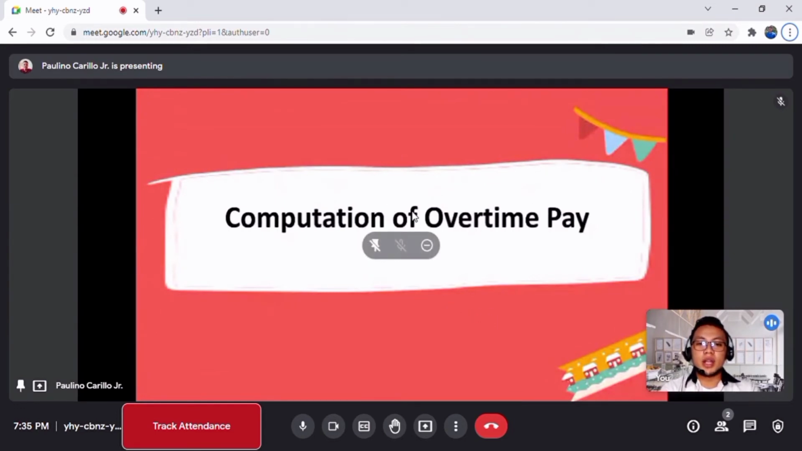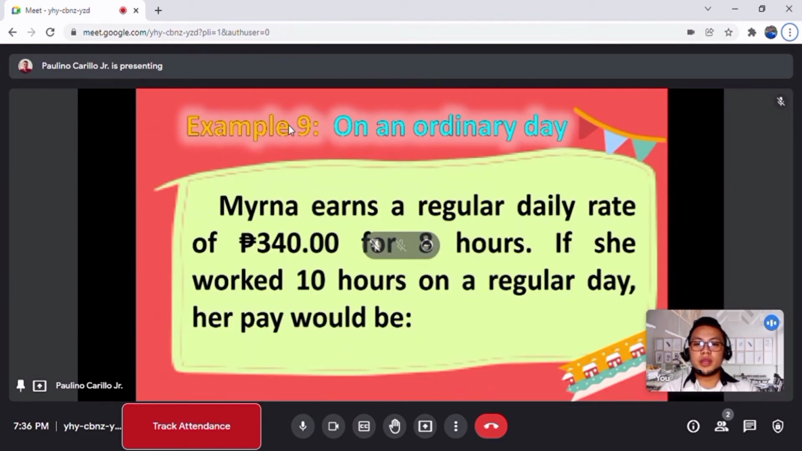Let us start with the overtime rate. During the examples, I will be presenting the same scenario for the rest of the types of working holidays for you to determine the difference of these types of working days.